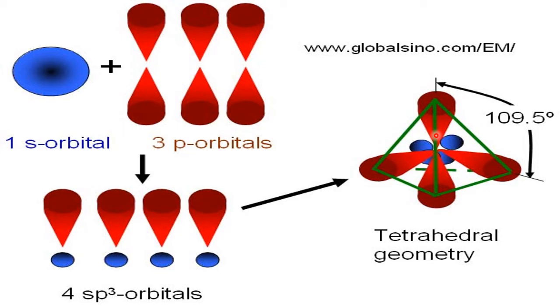Tetrahedral geometry. Tetra means four. Hedral means a corner. So, four cornered. Hybridization. Okay, so now we are ready for the bonding with hydrogen. Here comes one hydrogen, here comes the second hydrogen, third hydrogen, fourth hydrogen.